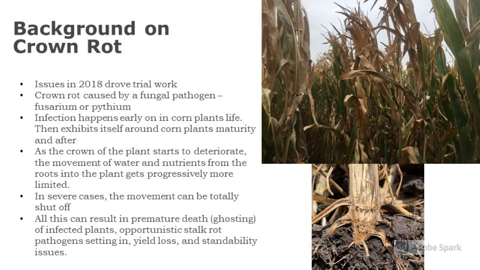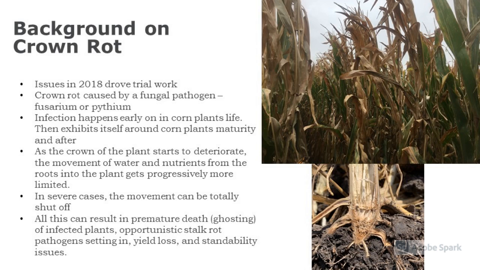Crown rot is caused by a fungal pathogen. I'd say likely Fusarium is the biggest one to blame, but occasionally Pythium is as well. The infection does happen early on in the corn plant's life, and then it manifests itself over time, and we start to see the symptomology about the time that the plant is reaching physiological maturity, and then after towards harvest time. As the crown of that plant starts to deteriorate, the movement of water and nutrients from the roots into the plant gets progressively more limited.